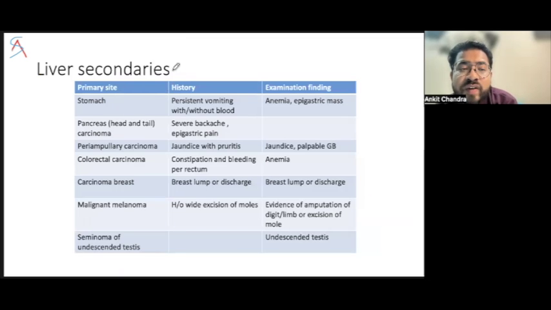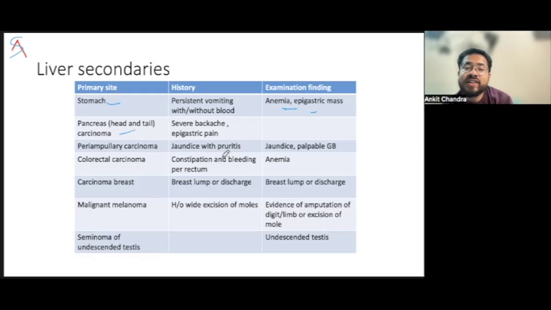So if you find there is a liver secondary, then you look for the primary site. Most common primary site could be stomach. Then there might be history of vomiting with or without blood. Look for anemia and epigastric mass. Pancreas, I already told, head and tail or body. Severe back pain, epigastric pain radiating toward the back. Patient will have other symptoms of pancreatic carcinoma, or even a pancreatic mass you can find in the late stage.